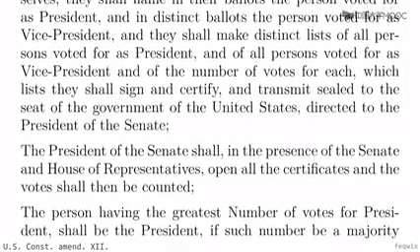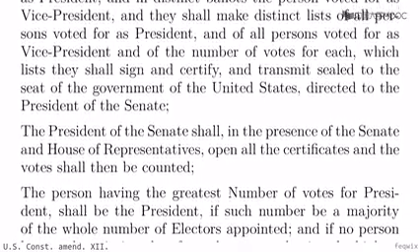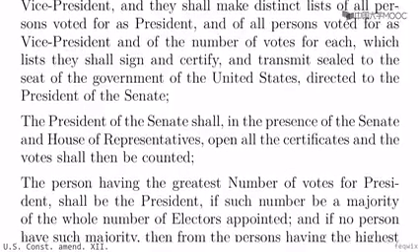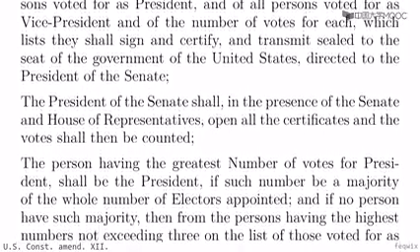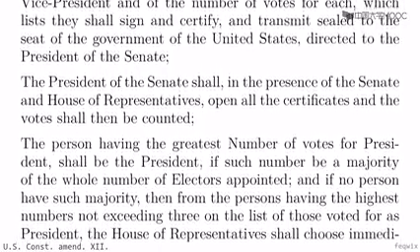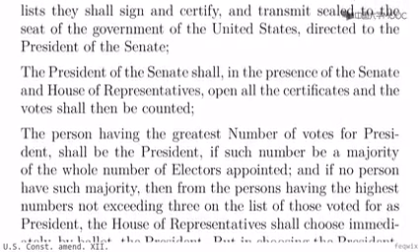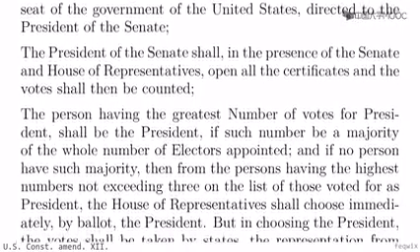voted for as Vice President, and of the number of votes for each, which lists they shall sign and certify, and transmit sealed to the seat of the government of the United States, directed to the President of the Senate. The President of the Senate shall, in the presence of the Senate and House of Representatives, open all the certificates, and the votes shall then be counted.